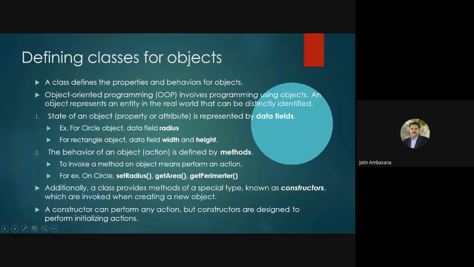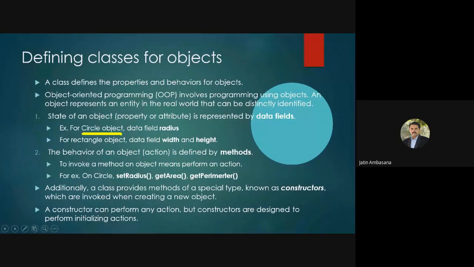Now, object-oriented programming always involves programming that revolves around objects, that focuses more on objects. That is the center point. So an object represents what? An object represents an entity of the real world that can be distinctly identified. So we saw last time, what is an object? An object can be a real world entity.